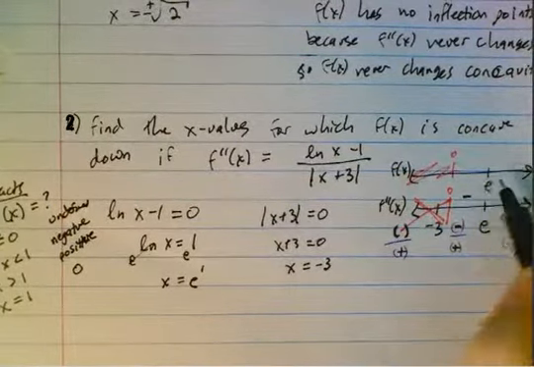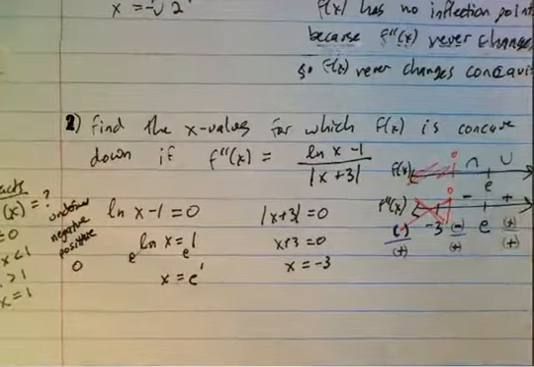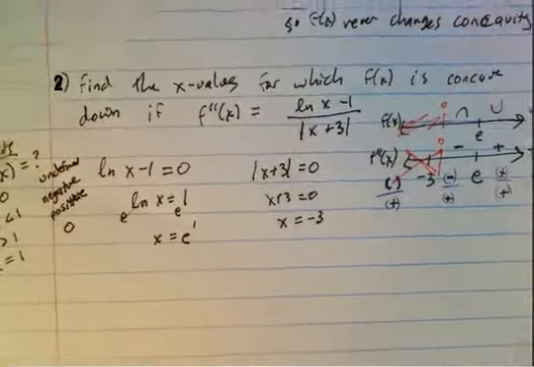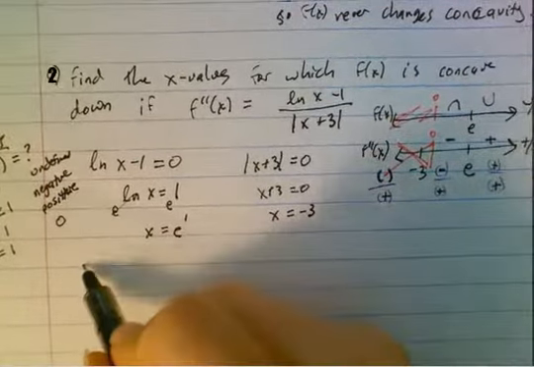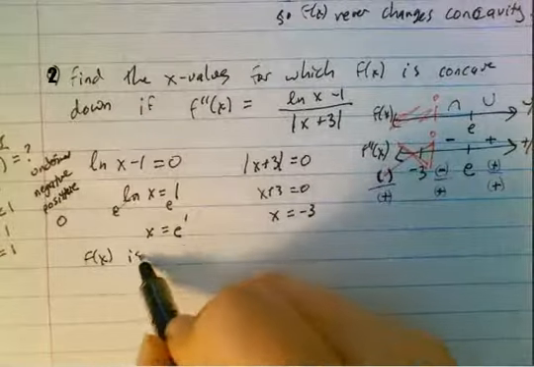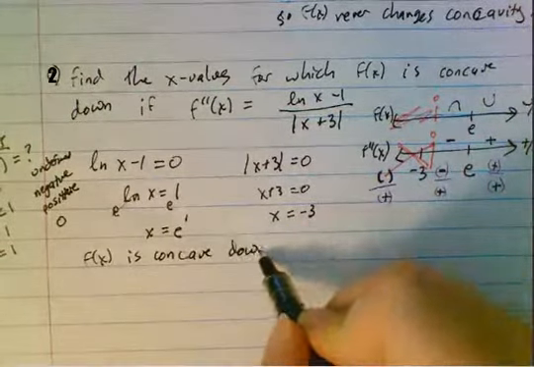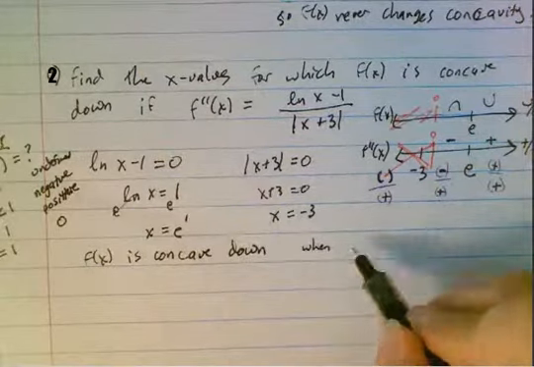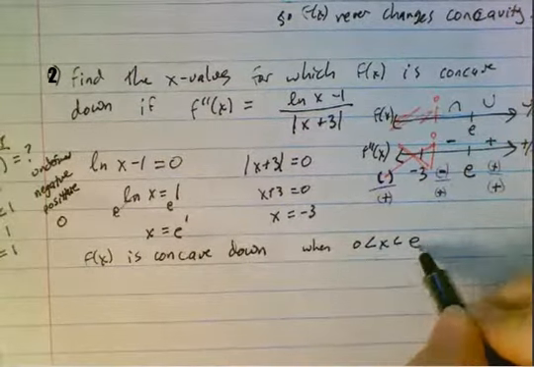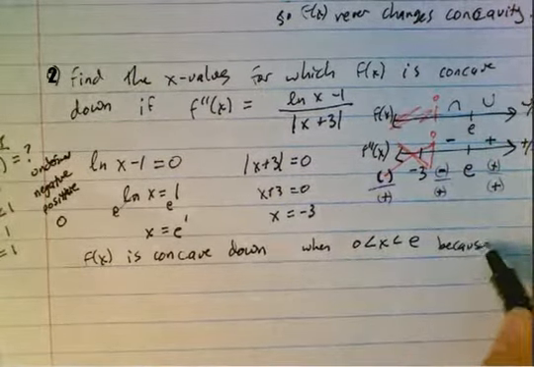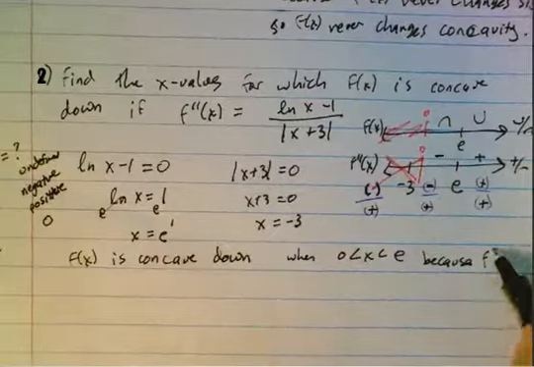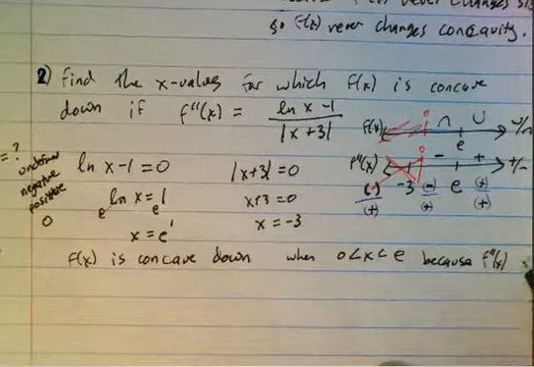Got a change here at e. This is concave down, concave up. So that means that f of x is concave down when 0 is less than x is less than e, because f double prime is negative.